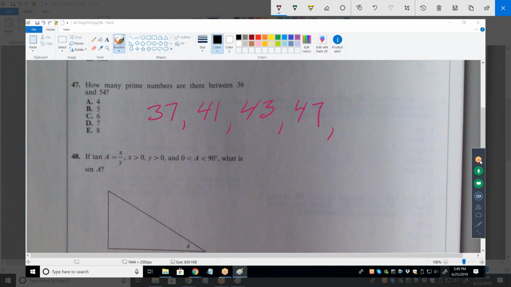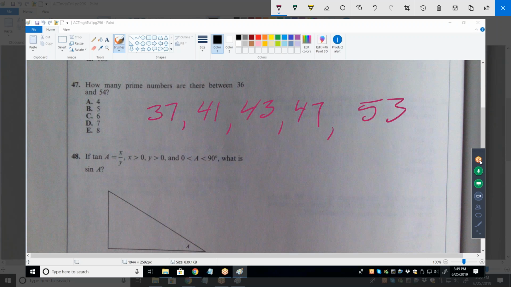No, 51 is not prime. 53 is. Okay. 49 is not. That's 7 squared. And 51 is not. You correctly got that. So that's 5 numbers. Is that correct?